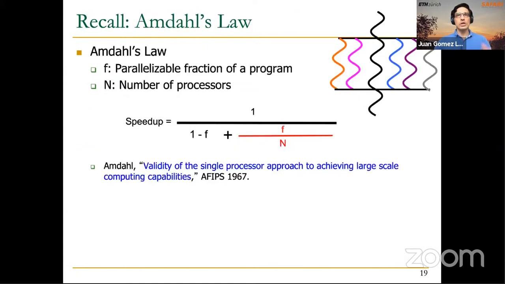Recall Amdahl's law: the speedup that we can get in a program where there is some parallelism depends on what's the parallelizable fraction of the program, because this is the only part of the program that we can really speed up by using whatever number of processors we have.